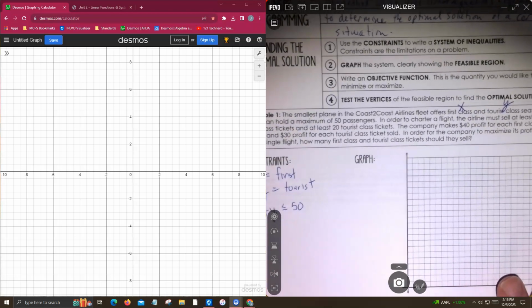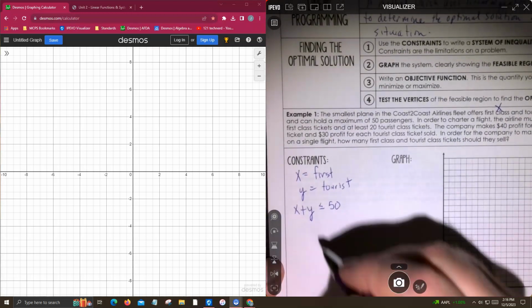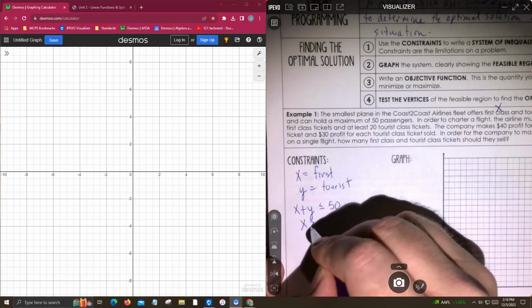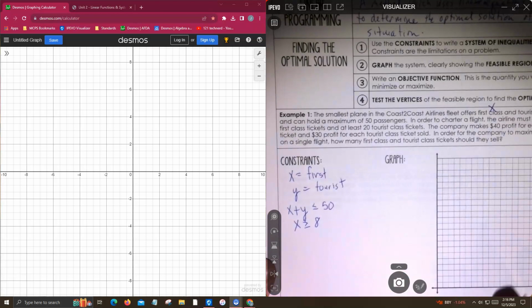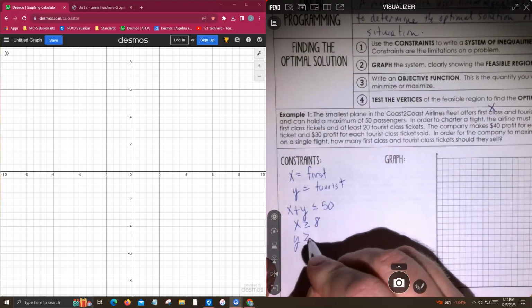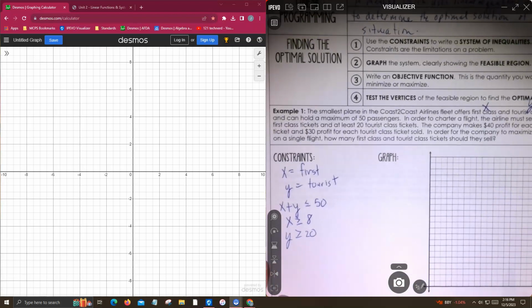The second thing says they must sell at least 8, which means 8 or more. So our next one is x is greater than or equal to 8. They have to sell 8 or more, and they have to sell at least 20. Okay, so that's our other. All right, so those are our 3 constraints.